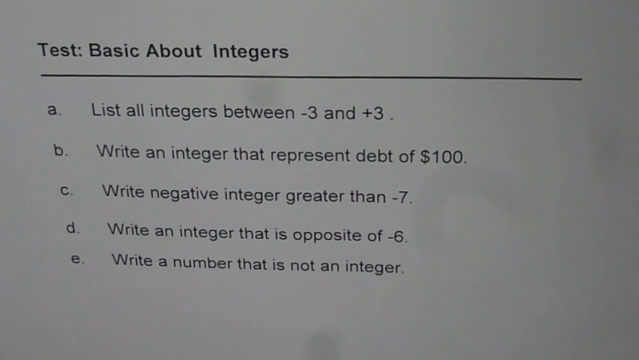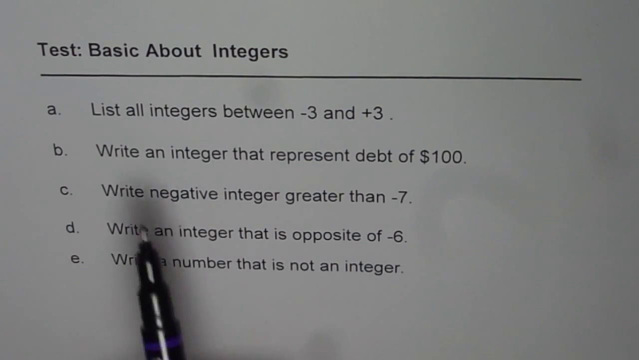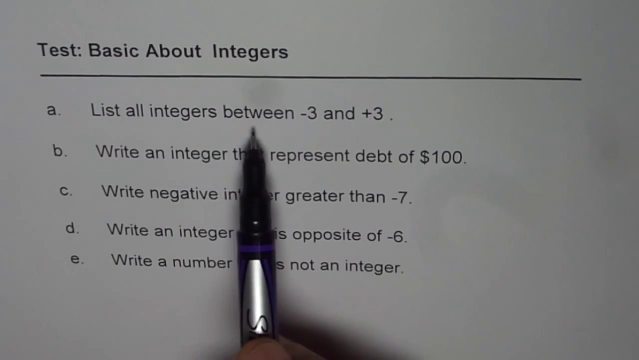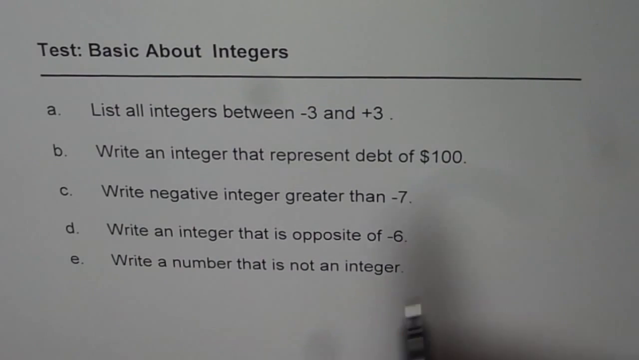Here is a test review to understand basics about integers. We have 5 questions here. I'd like you to pause the video, copy these questions, answer them, and then look into my suggestions. Question number 1 is, list all integers between -3 and +3. So I'll give you time to answer these questions and go through the rest.